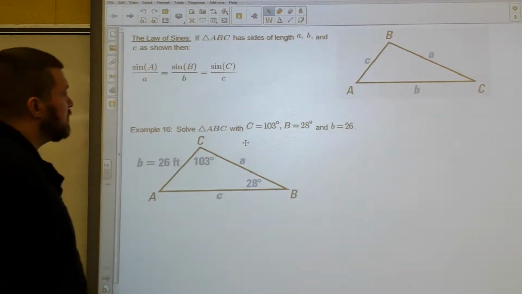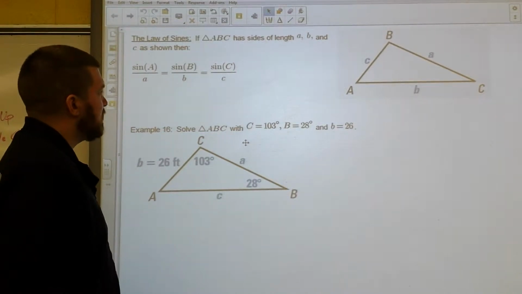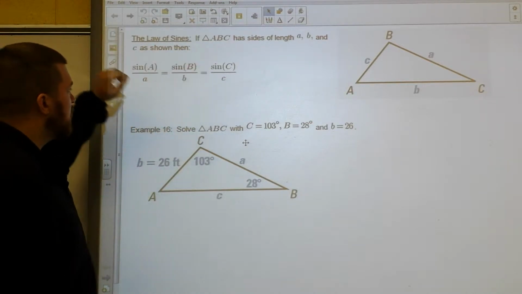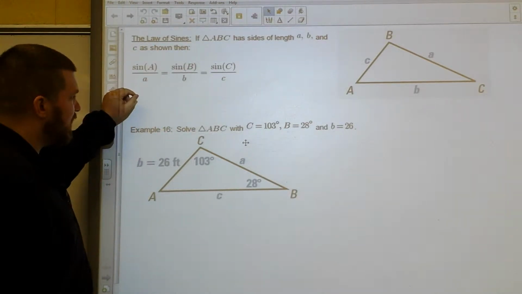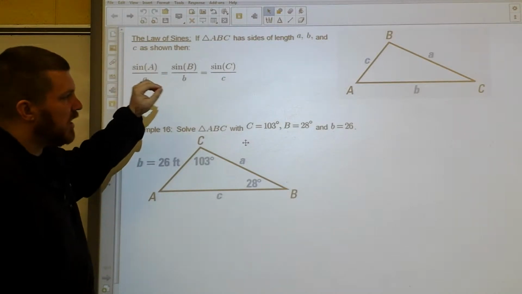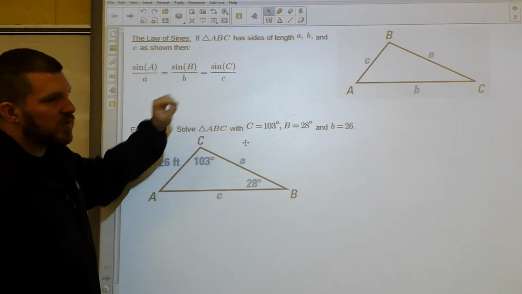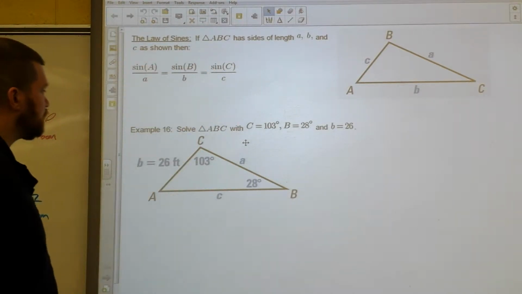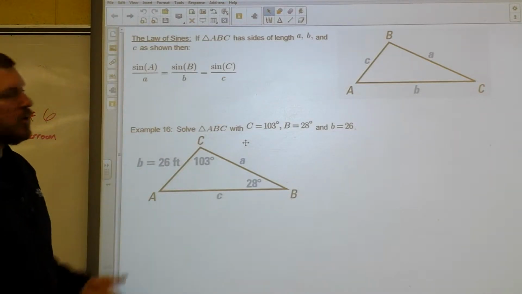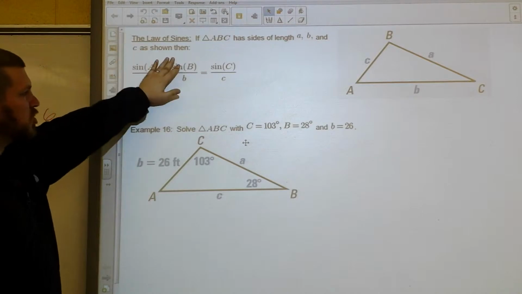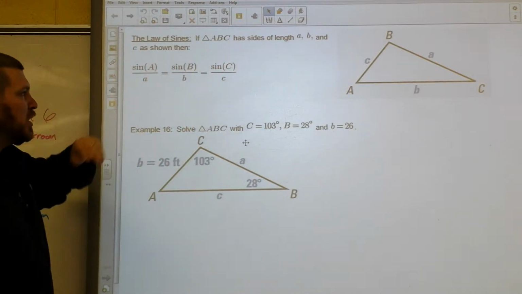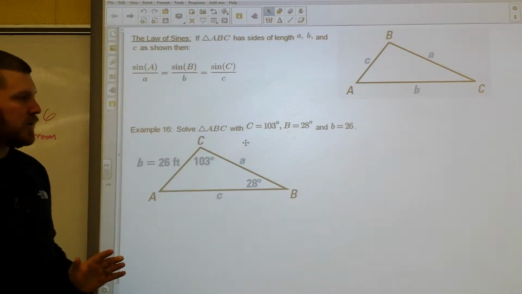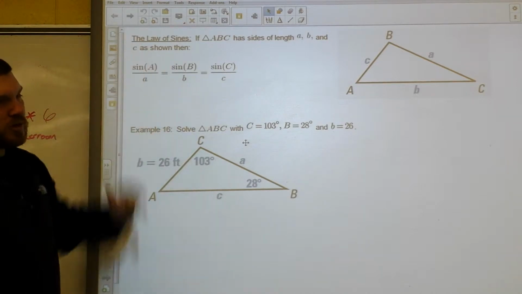So, law of sines. If triangle ABC has side lengths of A, B, and C shown, then the following proportion is true. Sine of A divided by side A is equal to sine of B divided by side B, and sine of C over side C. So these three ratios are all equal to each other. This is a rule you need to know. Now, you don't need all three of these. Essentially what you need is 2 out of the 3 ratios. So you can have A and C, A and B, or B and C. You've got to have 2 out of 3 to be able to make an equation. But all 3 of these ratios are equivalent.